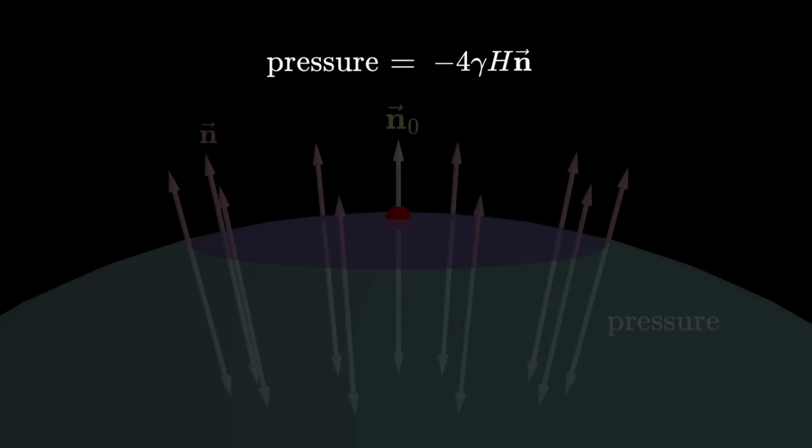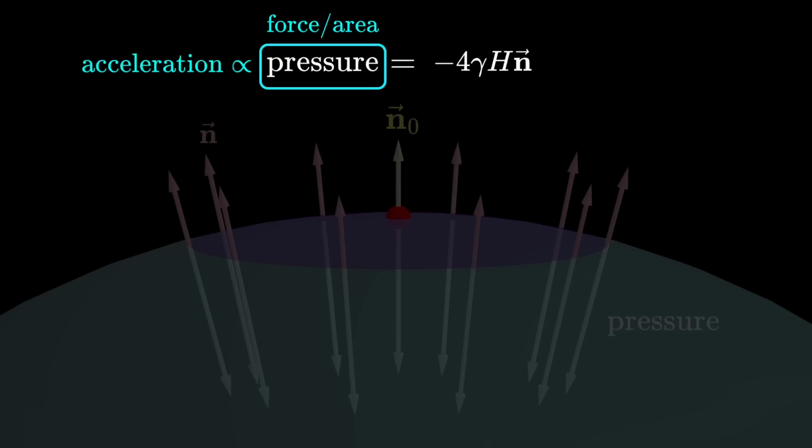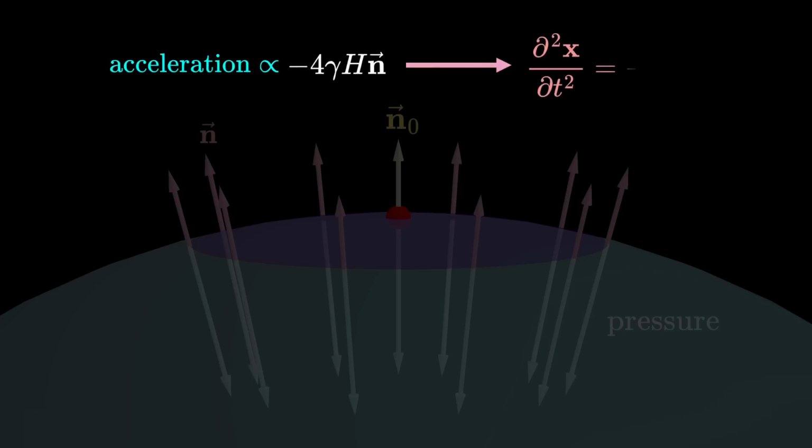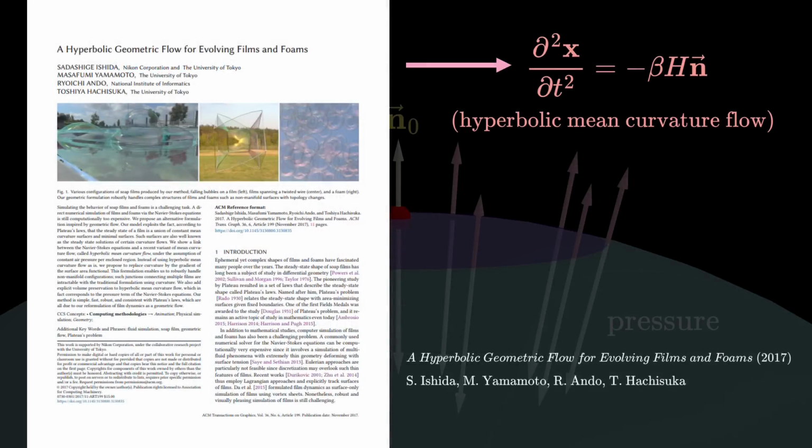Naively, you might think that pressure is force per area, and from Newton's laws F equals ma, pressure should be proportional to the acceleration of the red dot. If this is true, then simulating this would involve setting the acceleration, the second derivative of the position vector x, to be negative beta hn for some positive constant beta. Such an evolution is named hyperbolic mean curvature flow, and seems to be how soap films actually behave.